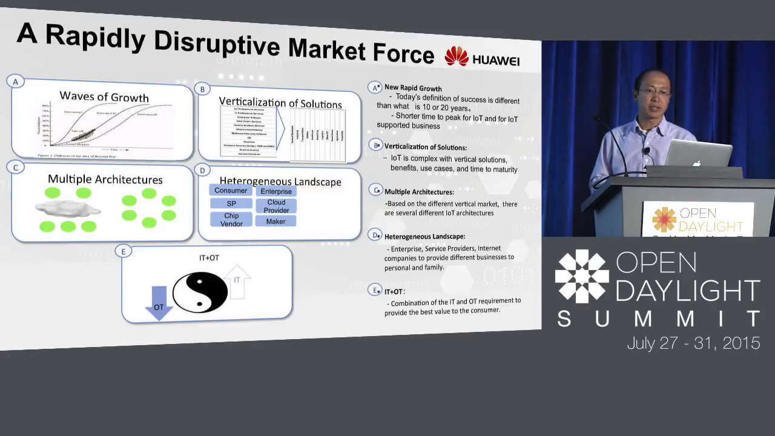Another key aspect of the IoT is a heterogeneous landscape. It's different from the service provider market, and different from the current major focus for SDN on the data center side. There are a lot of players in these areas, from chip vendors and makers providing devices, to service providers and cloud providers providing the operation and service for enterprise customers. These are quite diversified markets as well. At the end, we do expect IoT to be a combination of IT and OT, information technology and operation technology, to provide the best value and benefit to customers.